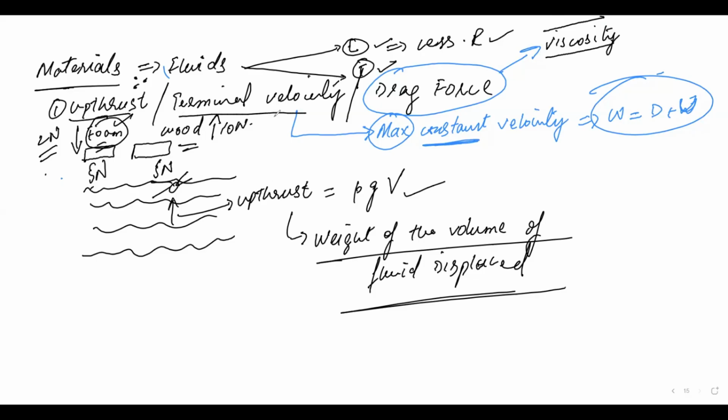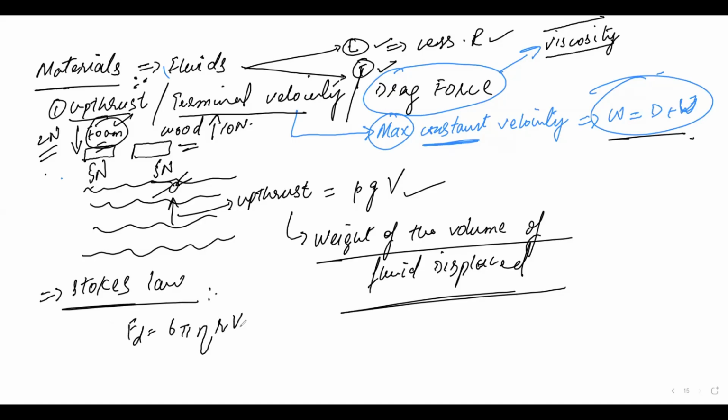Terminal velocity is a very generic thing, distance upon time, if your body is satisfying this condition. How would you calculate the drag force acting on an object? Stokes' law. Exactly. What was the Stokes' law statement? It is equal to 6 pi times the viscosity of the fluid times the radius of the object, multiplied by the velocity of the object. Exactly. So the drag force is equal to 6 pi eta r vt, right?